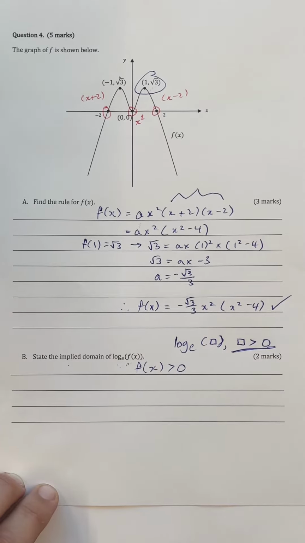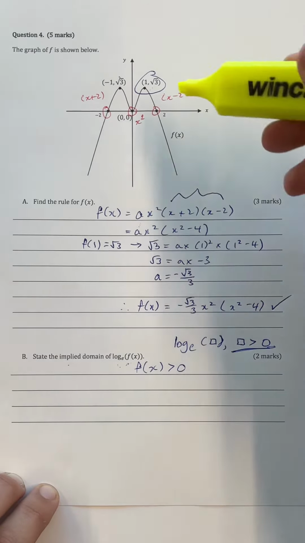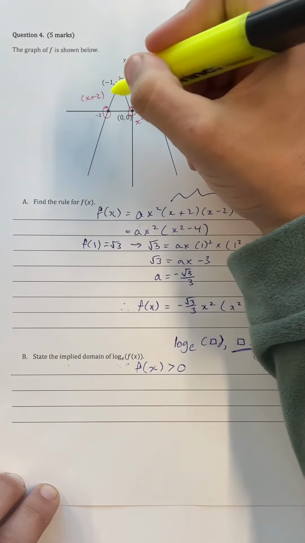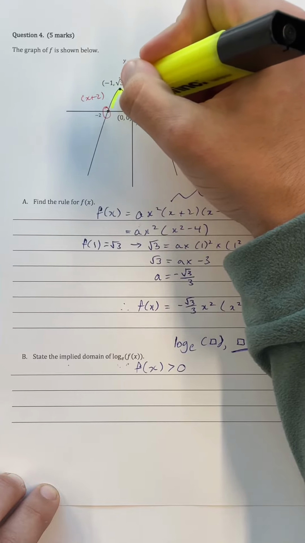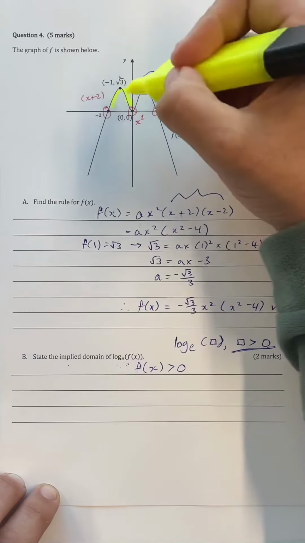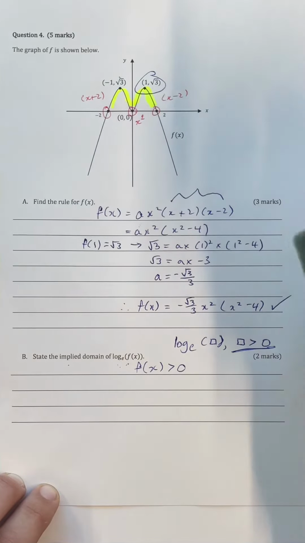Now we can do this algebraically, but that's actually quite difficult. The easiest way of doing it in this question is simply by looking at our graph and seeing where the y value of our function is greater than 0, which is pretty much just where the y value is higher than the x-axis. So what I'm going to do is use this highlighter and literally just draw out wherever the y values are greater than 0. So you can see it happens in between -2 and 0, and it happens in between 0 and 2.